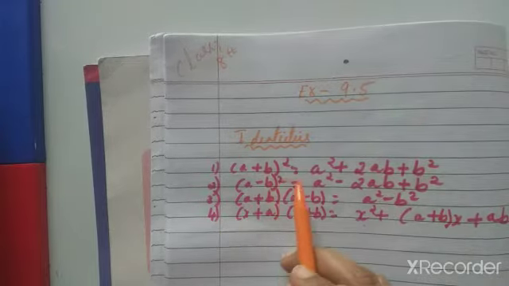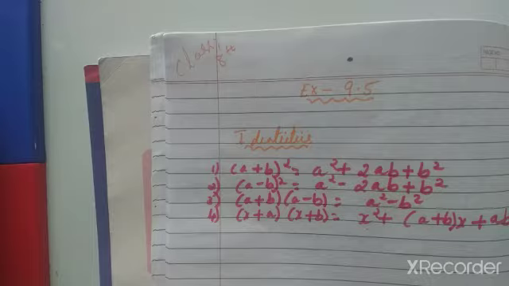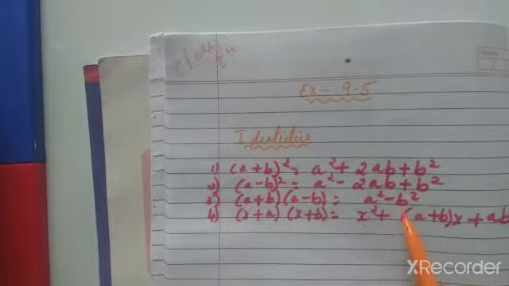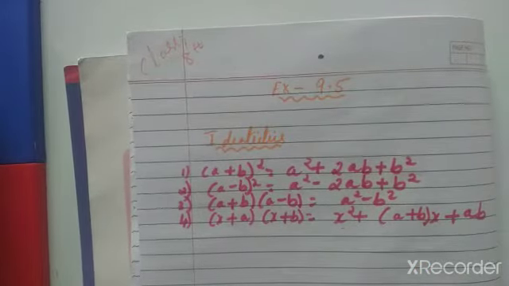(a + b) whole square equals a square plus 2ab plus b square. (a - b) whole square equals a square minus 2ab plus b square. (a + b) into (a - b) equals a square minus b square. (x + a) into (x + b) equals x square plus (a + b)x plus ab.